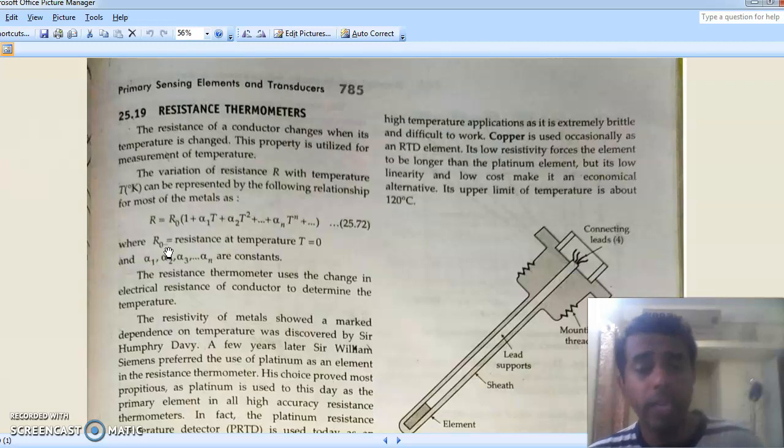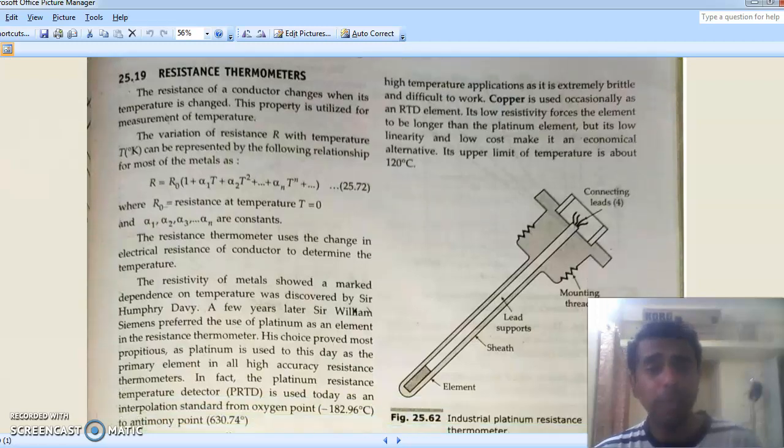Usually we take only these two terms for linear approximation, where R0 is the resistance at temperature T equal to 0, or the reference temperature, and alpha 1, alpha 2, alpha 3 up to alpha n are constants. If we are going for a linear approximation, we take only alpha 1, where alpha 1 is equal to alpha, the resistance temperature coefficient.